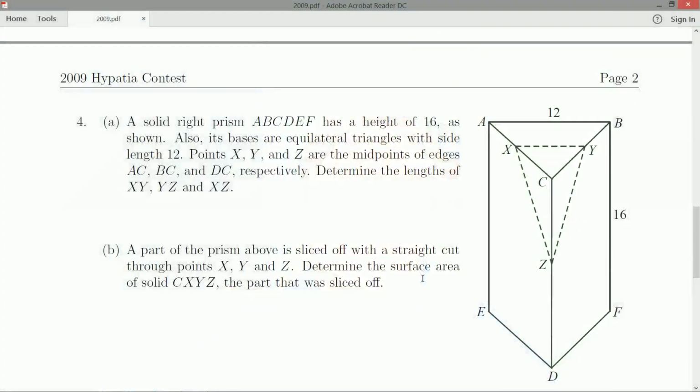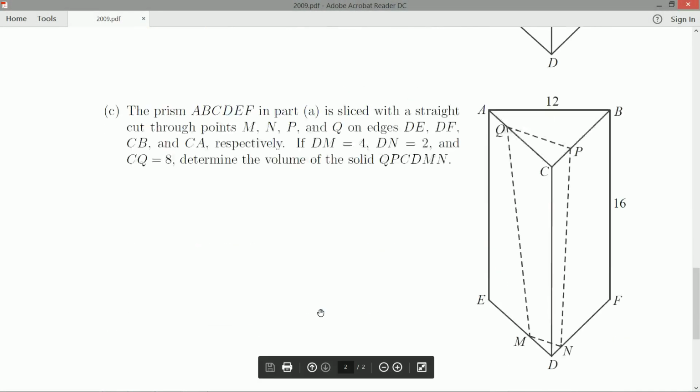Thank you for joining me as we finish off the 2009 Hypatia contest. We're on question 4, and hopefully you guys have downloaded a copy of the contest or otherwise tried this one for yourself. We're going to go through it together now. So question 4, the last question here. We've got 3 parts here.